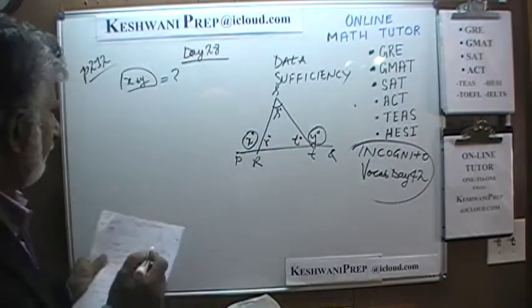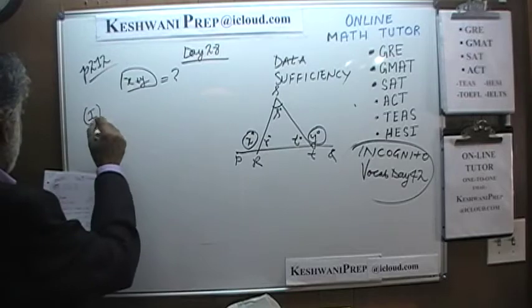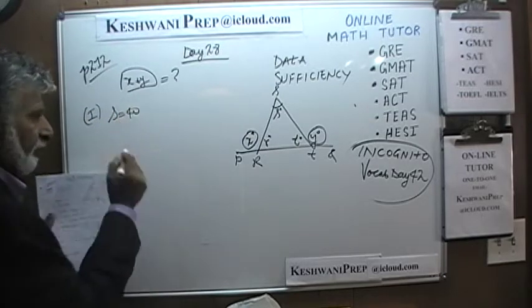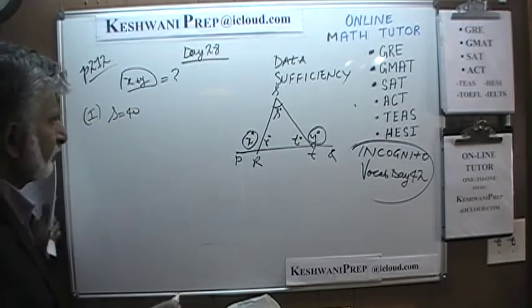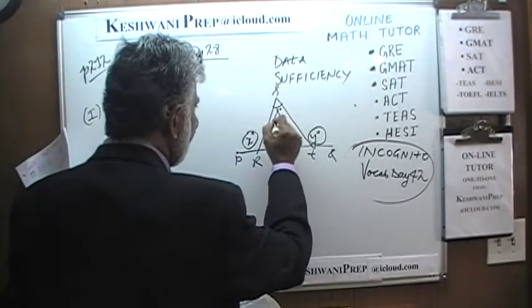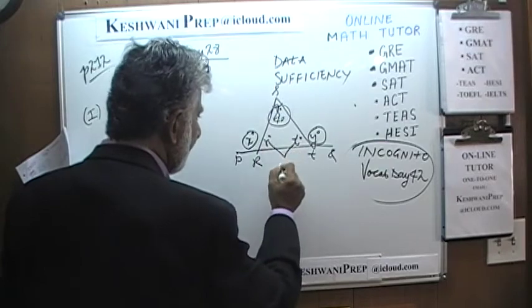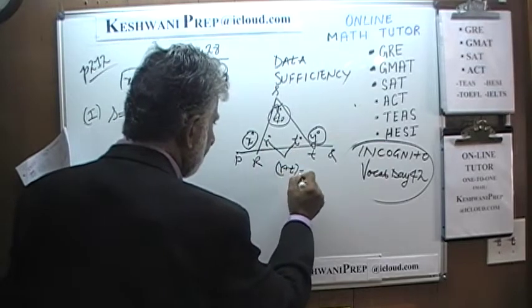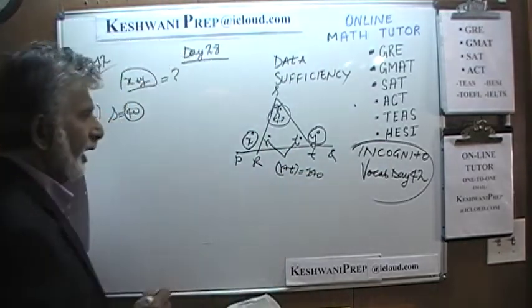Let's see what the first statement tells us. The first statement tells us that the s is 40. So let's see what happens. If s is 40, what that means is that r plus t must be 140. R plus t must be 140.